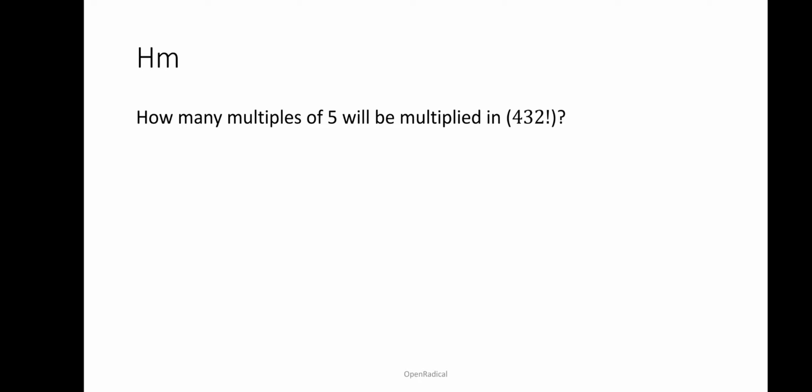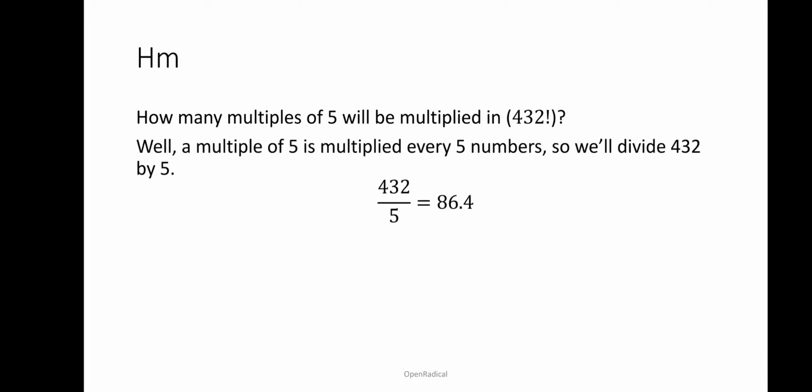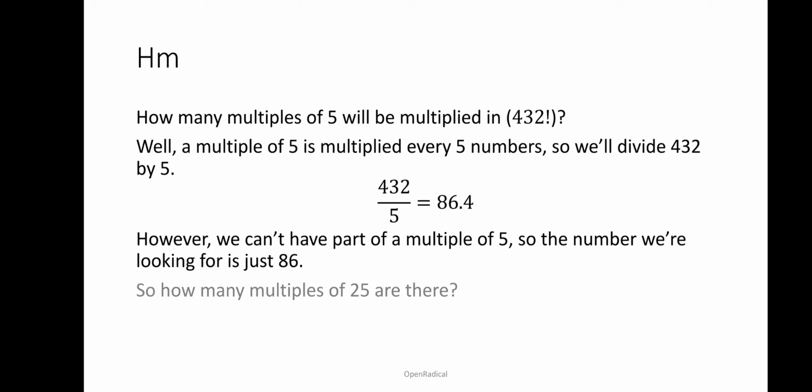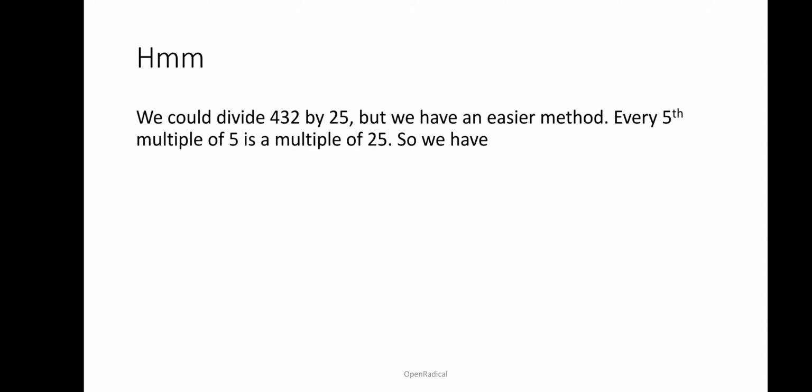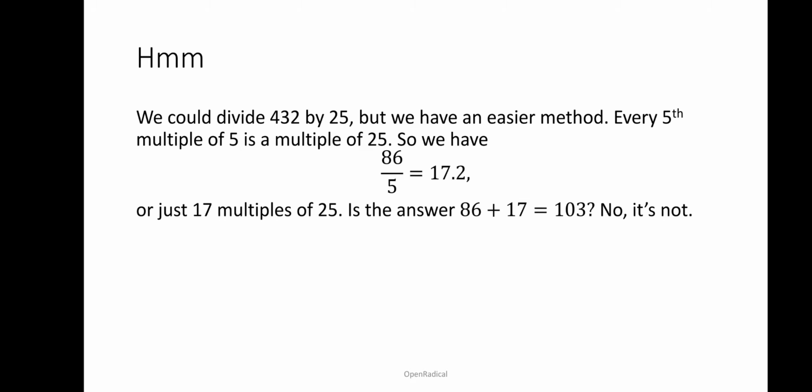Well, every 5th number is a multiple of 5, so we divide 432 by 5. That is 86.4, but we can't have a fractional part of a multiple of 5. We have to round down. That gives us 86. So now, how about the multiples of 25? We could just divide 432 by 25 and get it right, but we have an easier method. Every 5th multiple of 5 is a multiple of 25. So we have 86 over 5 is 17.2. Again, we round down, 17. So is the answer 86 plus 17 or 103?